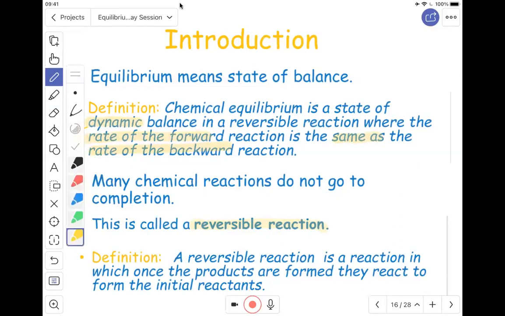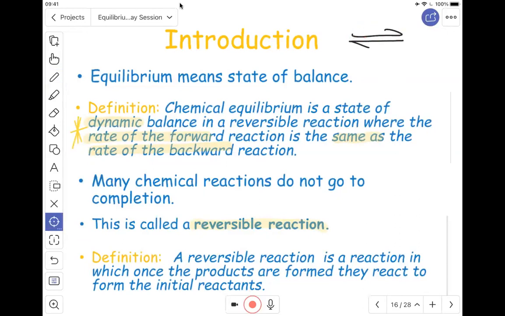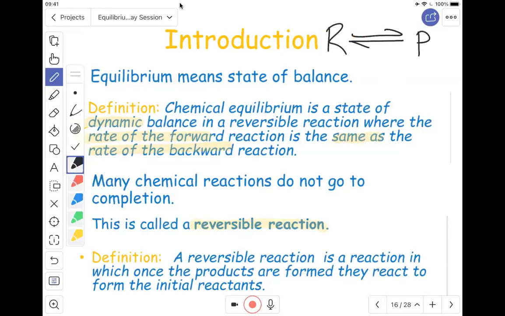With a reversible reaction, you would be familiar with the arrows I've just drawn at the top of the screen. The top arrow indicates that we are going from reactants to products, R and P, reactants and products. The bottom arrow indicates that the products are decomposing or breaking back down to produce your reactants. This is what we mean by a reversible reaction. The reaction never actually goes to completion, because your reactants are reacting to produce your products, but then the products are breaking back down to produce your reactants.